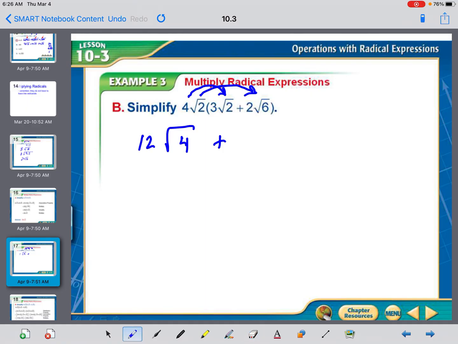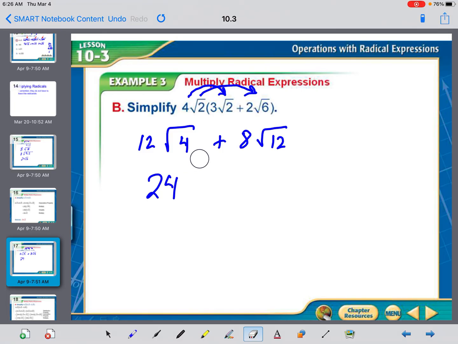The 4 times the 3 is 12. Okay, so now the 4 times the 2, that's the 8. And then the inside pieces, 2 times the 6. And both of those will simplify because in this case, the square root of 4 is 2. Put it with the 12, get 24.